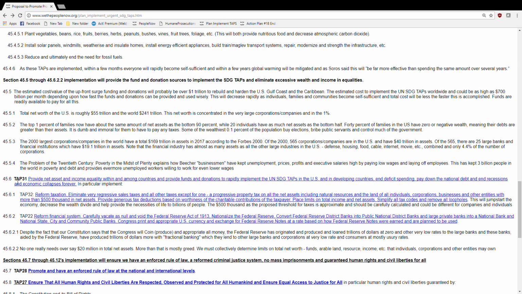What we do is eliminate the regressive sales tax and the estate tax. Eliminate the estate tax and all other taxes except for one. The president wants to eliminate the estate tax, so we'll do that for him. A progressive property tax on all the net assets, and this includes natural resources and the land of all individuals, corporations, businesses, and other entities with more than $500,000 in net assets. Now that 500,000 is very arbitrary. It could be 200,000 or 100,000, or it could be a million.